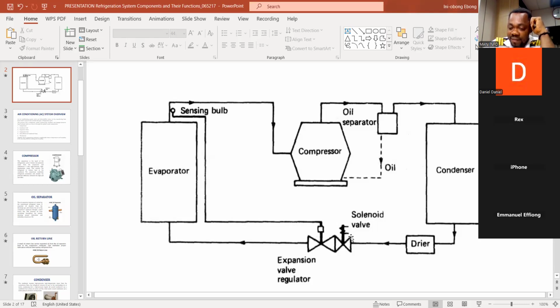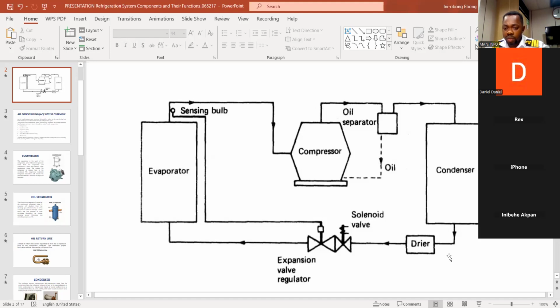Okay, sir. From your diagram, I want to ask a question. What is provided in this system to sense the temperature of the room? Hold on. Somebody is asking a question. You better just hold on. Sir, did you get my question?